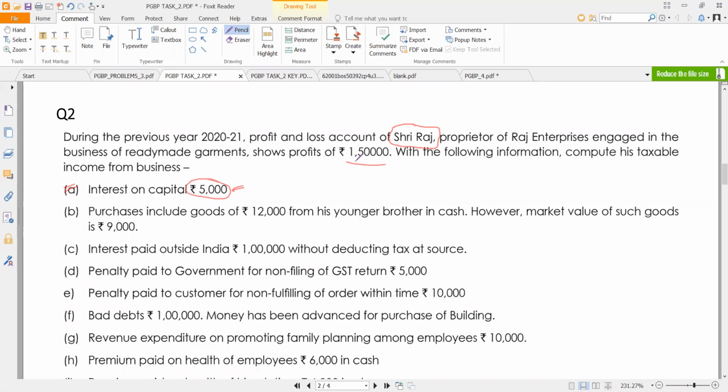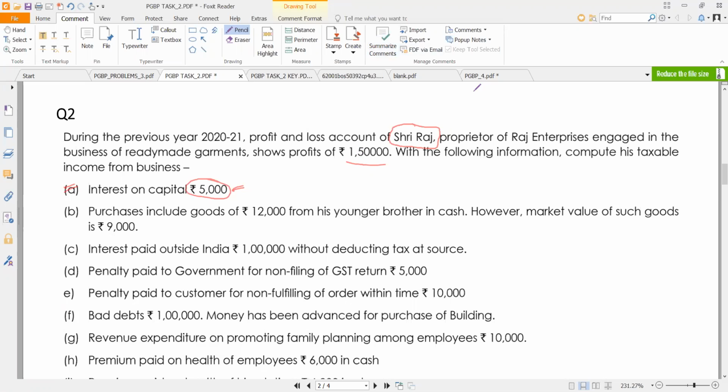So once again, interest on capital, salary to the sole proprietor himself, or notional rent of the building owned by the sole proprietor in which he is doing his own business or profession, all these things are not deductible expenses. They have no meaning or no relevance in allowing the deductions. Those are all disallowed because they are all notional. They are not real expenses.